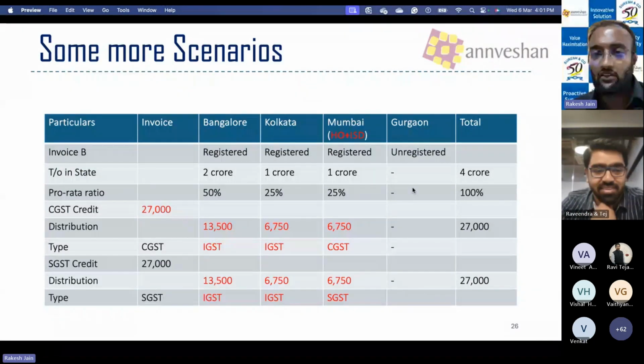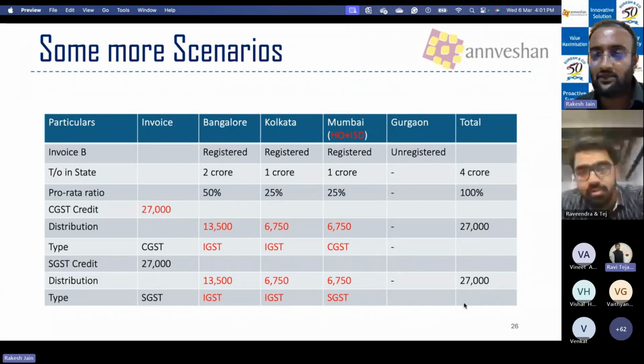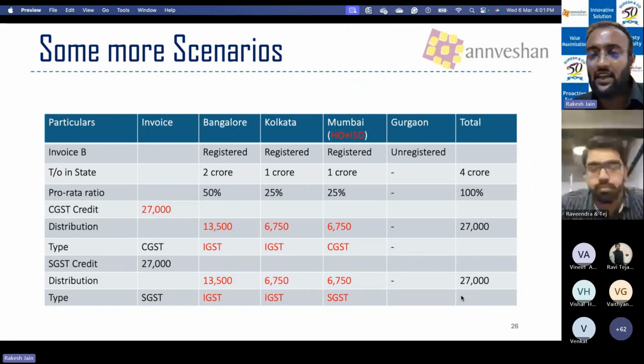Ravi, any other question, or shall we just move ahead? There are just two more examples. Mr. Vaidyanathan, do you have anything else to talk about? I'll just take up this example.